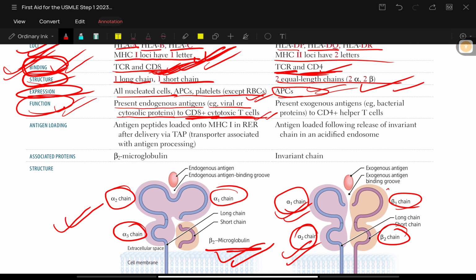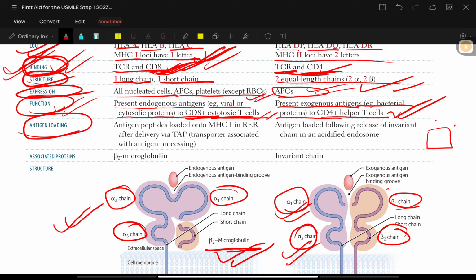Now talking about MHC class 2, it presents exogenous antigens, that is, antigens present outside the cell or in the interstitial space, for example bacterial proteins, to CD4 helper T cells. So MHC class 2 presents exogenous antigens to CD4 positive helper T cells.